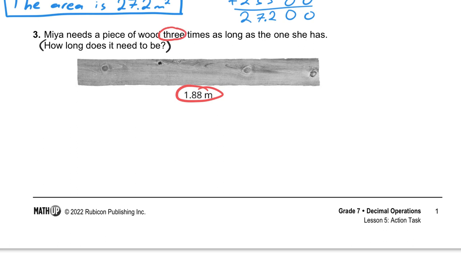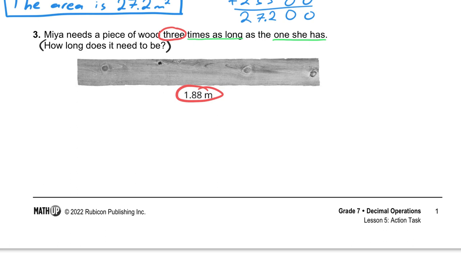What does this mean? Let's say what this means. 3 times as long there. And 1.88 meters is the piece of wood, the one she has. Let's put it like that. Okay, next, now that we have labeled everything that we need to, we are going to come up with a plan.